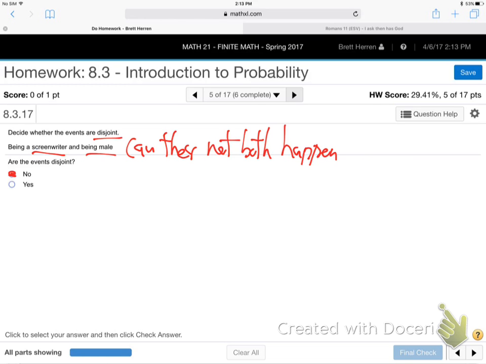Being employed and being unemployed. Can't be both of those, right? So being rich, being poor, I don't know. It's pretty obvious, I think. Things that can't both happen. Makes sense? All right. This is going to be the lucky guessing student.